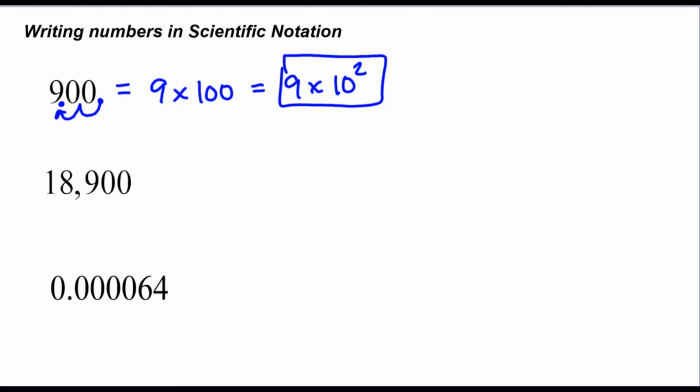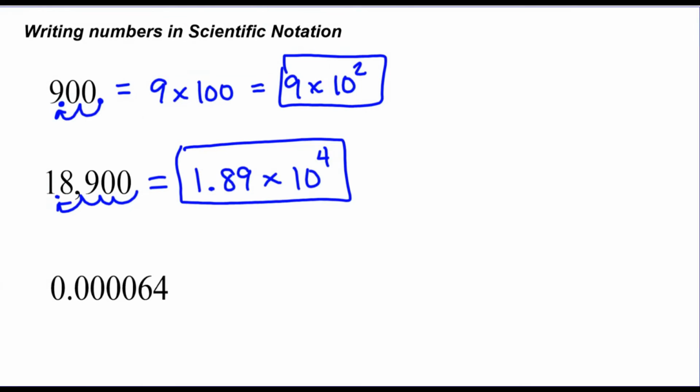Next one, 18,900. Where would I have to place the decimal to make this number between 1 and 10? I would have to put it right here and make it 1.89. 1, 2, 3, 4 places to the left. So I'm going to write this as 1.89 times 10 to the fourth power, since I moved my decimal 4 places.